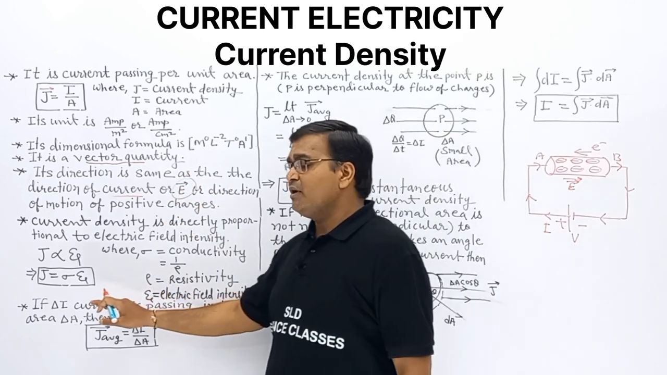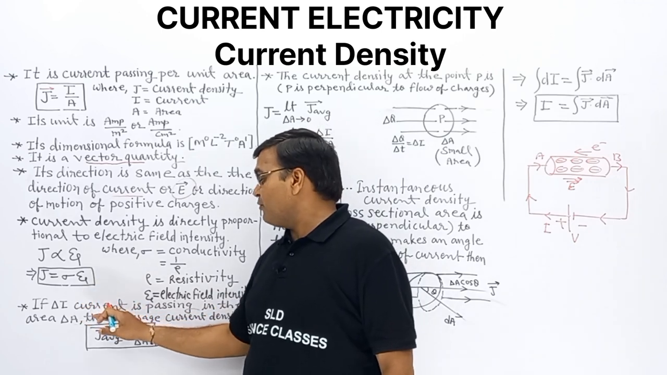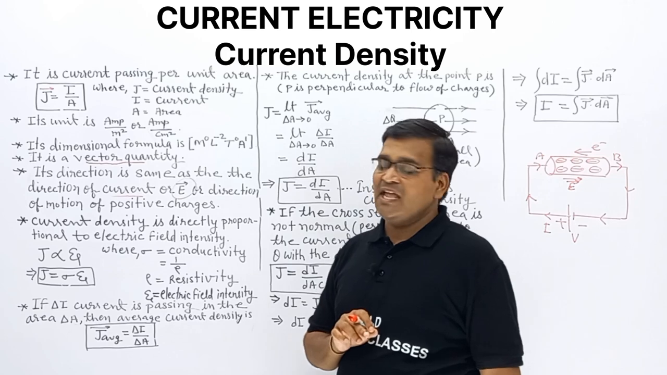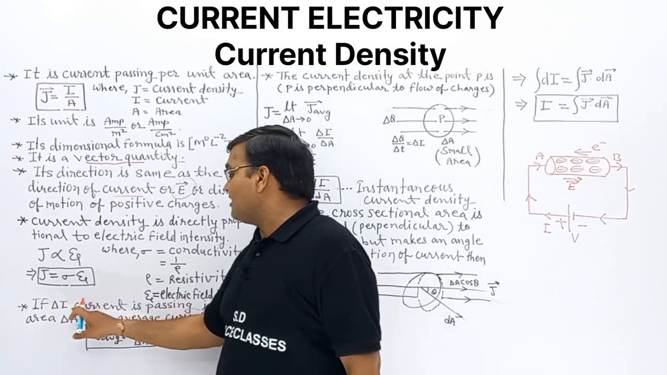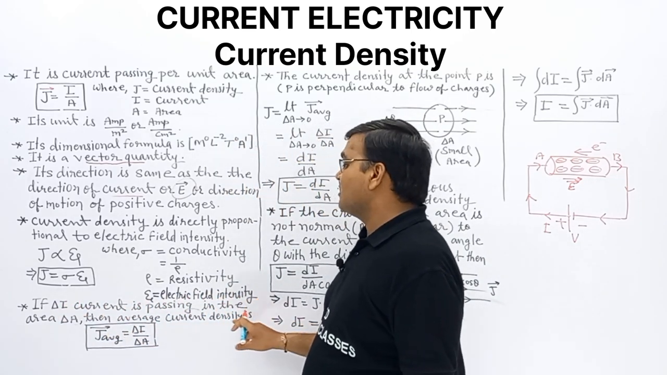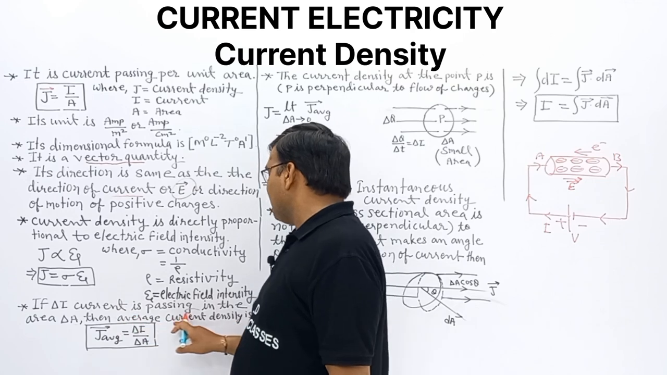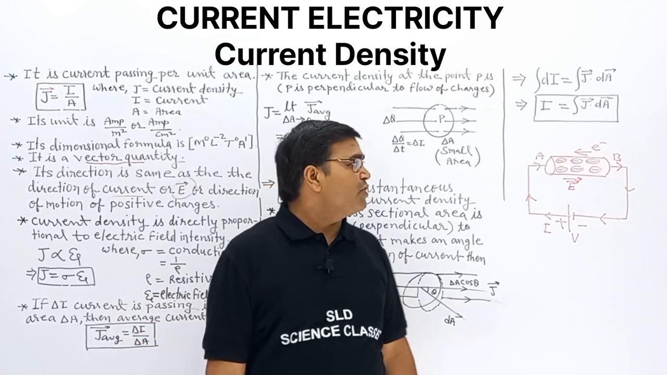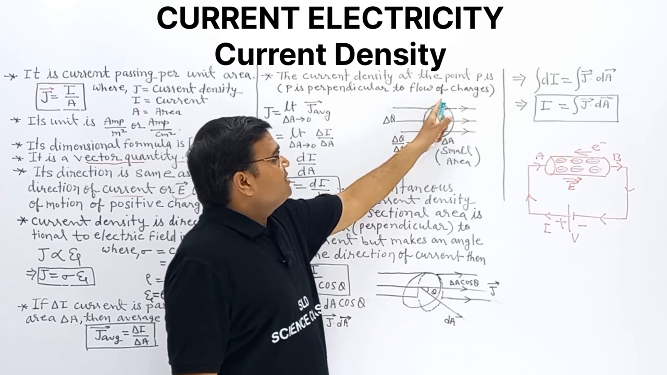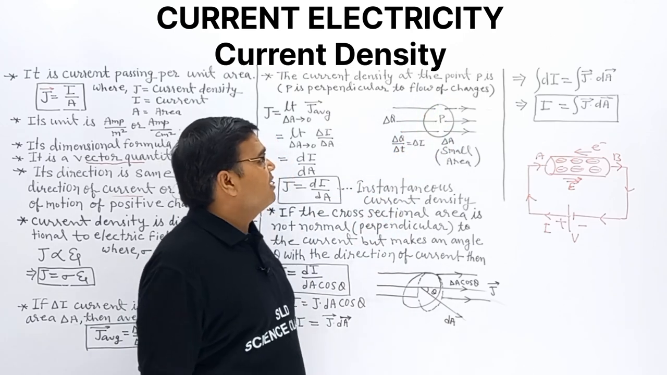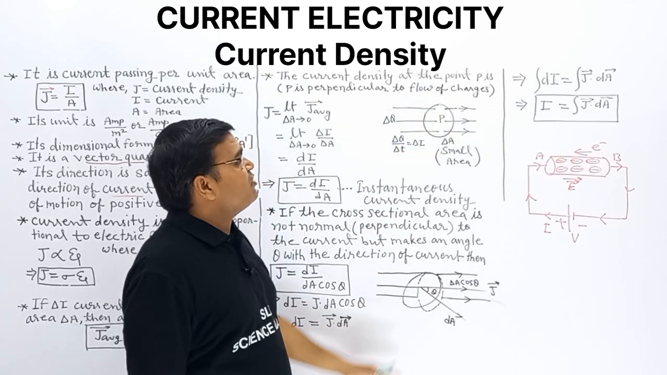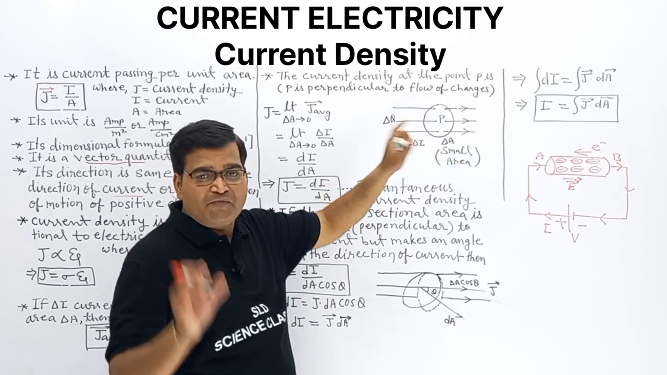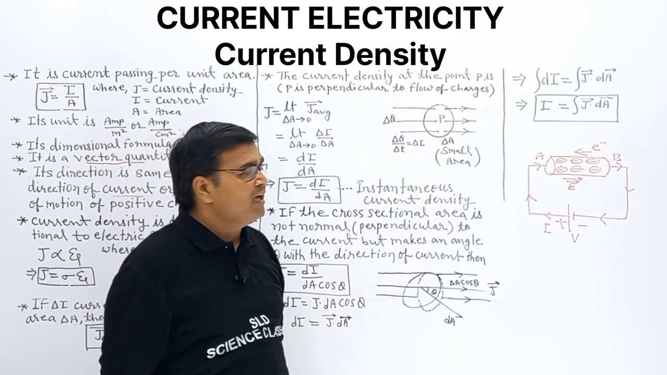Clear? Now average current density. Average current density is what? If delta I current is passing in the area delta A, then average current density is delta I to delta A. What is happening? This is a surface, and I am taking a small area, delta A.